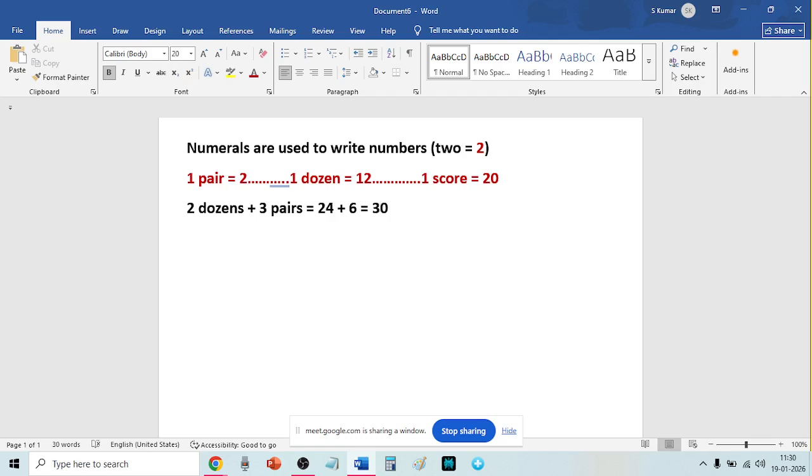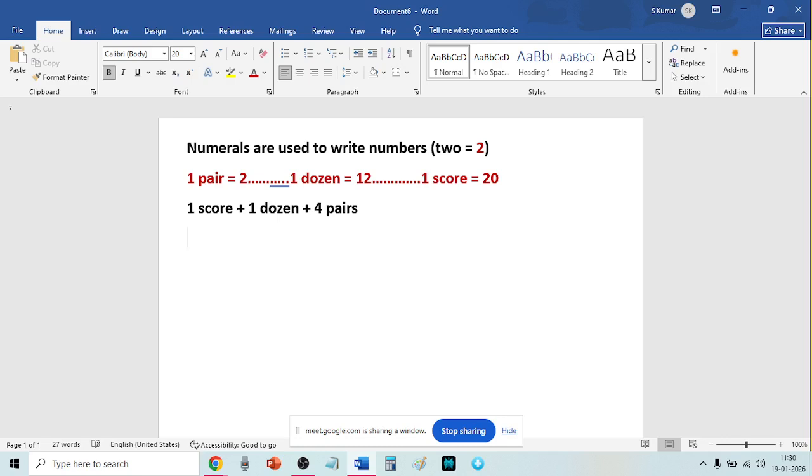30. Whatever it is, 30 mangoes, 30 oranges, 30 eggs, that one is 30. So what would be, for instance, 1 score plus 1 dozen plus 4 pairs?